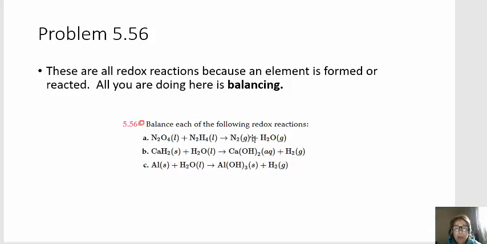redox reactions. We know they're redox because an element is either produced or reacts, and in the last example, an element reacts and is produced. We know they're redox, but it's not asking you to identify which substance gets reduced, which substance gets oxidized. All they're asking for you to do is balance. So just use your strategies for balancing chemical equations to balance these three equations.